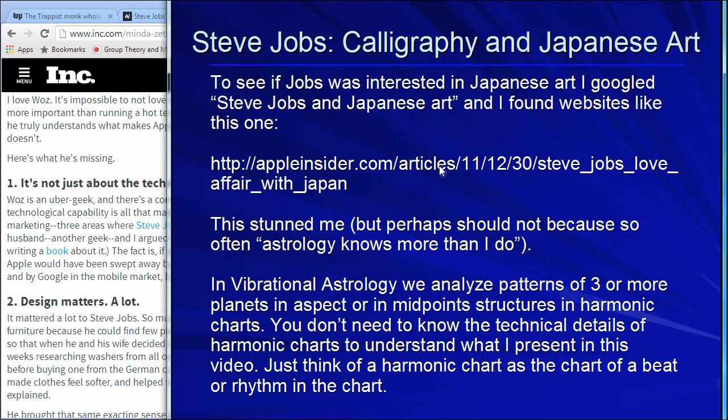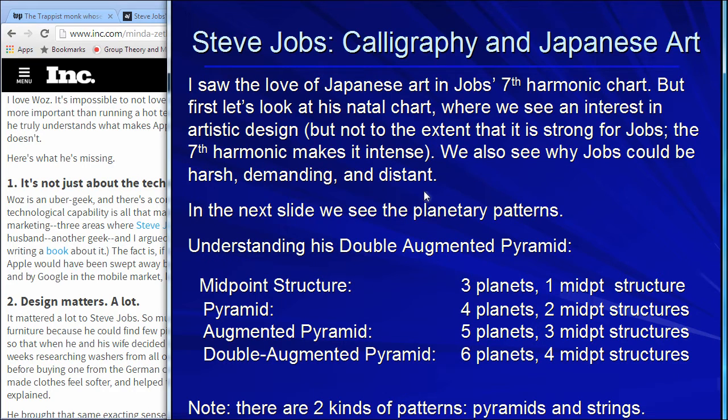We feel like we're getting inside the energy system of the person. We really feel it. And everything we read about the person, we understand it deeply and directly. It's all in his seventh harmonic chart. So let me show you these patterns. I'm going to show you two patterns in his chart. One in his natal chart, and this one in the seventh harmonic chart that shows this interest in artistic design and the fundamentals of artistic design. But let me show you the one in his natal chart first.